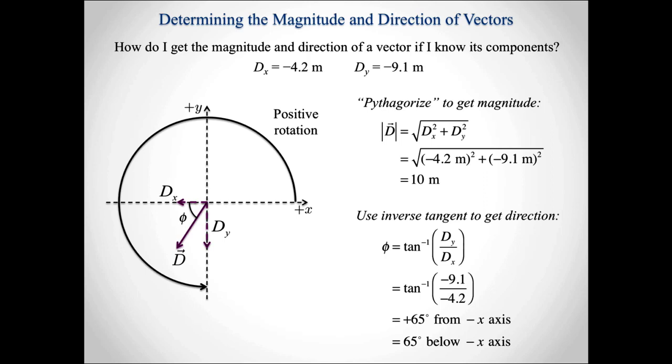So what we want to be very, very comfortable with is going in either of these directions. If you're given the magnitude and direction of a vector, you want to use cosine and sine to get the components. If you're given the components of a vector, you want to be equally comfortable in either Pythagorizing or using the inverse tangent to get the magnitude and direction of the vector. And you should be able to do this in either direction equally comfortably, because we're going to have to do this all semester long in dealing with vectors.